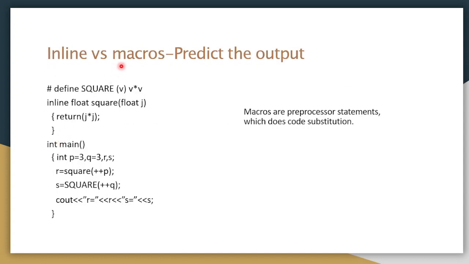Now in C we have the same kind of thing called macros. So here we have hash define square v into v. Macros are similar to inline functions, but in this case, macros are preprocessor statements, so it does the code substitution. Here we have square, and inside that we have a parameter v, and this is the return value, which is v into v. Then we have a function which is inline float square float j. So both the macro and the inline function do the same job.